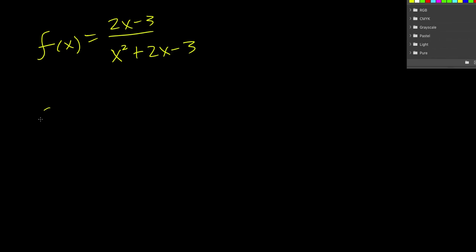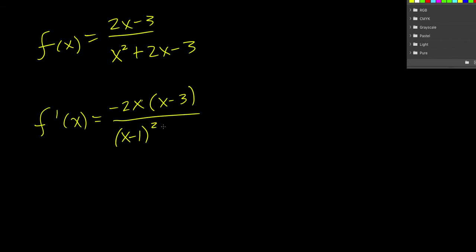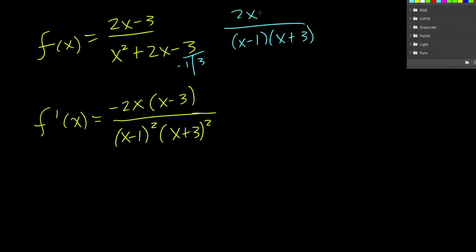Okay, so they want us to prove that the derivative is -2x, x minus 3, over x minus 1 squared, x plus 3 squared. Okay, so what I think they want us to do first is factor this. And so we're going to rewrite the bottom as x minus 1, x plus 3. Okay, now we want to do the quotient rule.